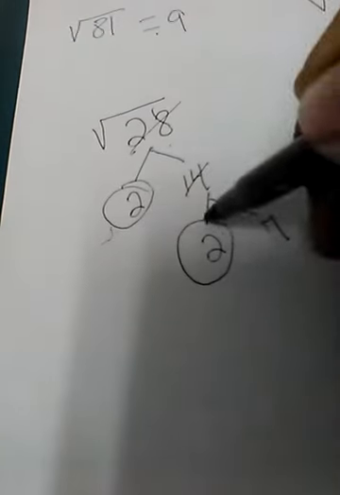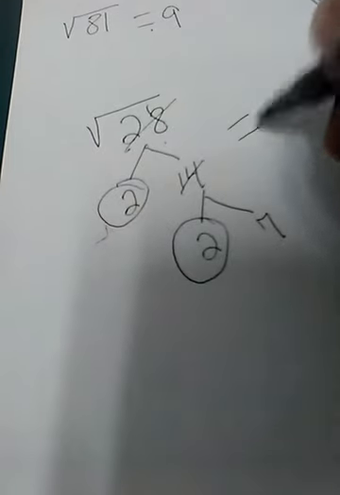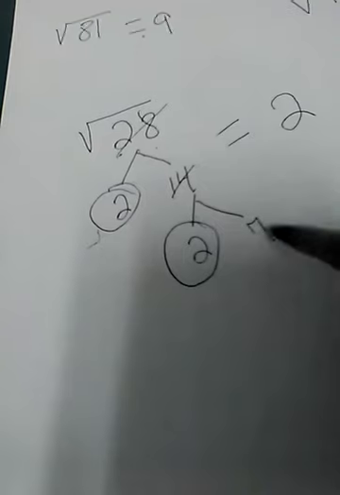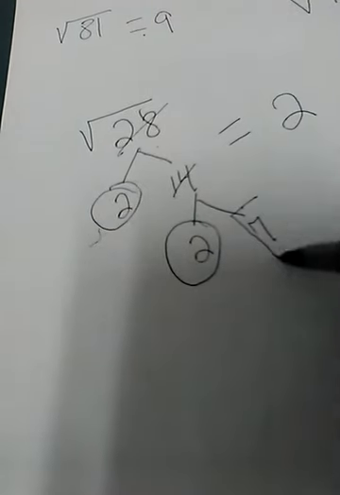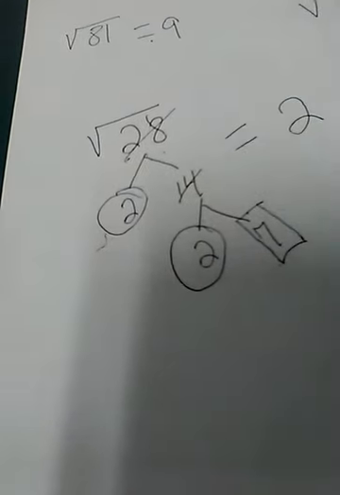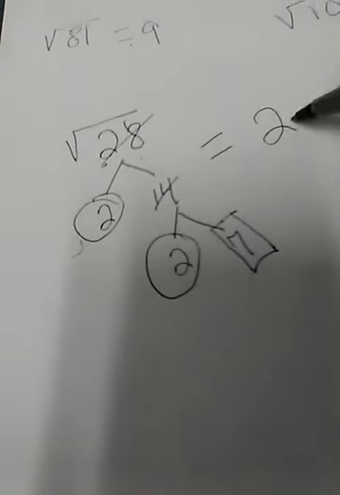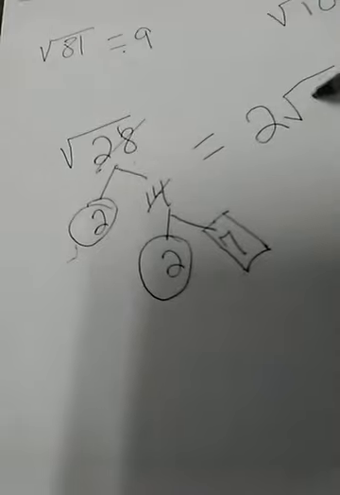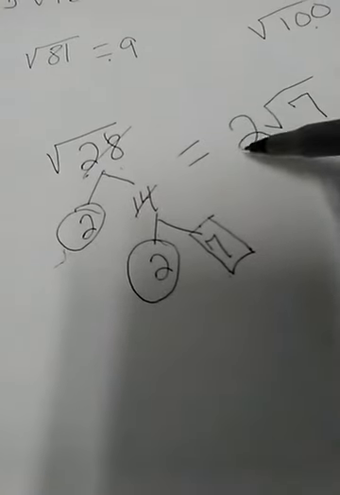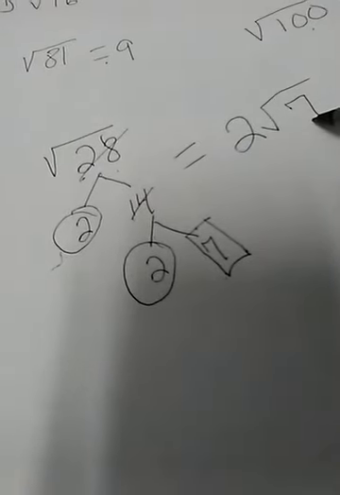But because I'm looking for the square root of 28, I'm looking for pairs of numbers. I have a pair of 2's. So then I'm going to write square root of 28 equals 2. But you also notice you have a 7 left over. Anything that you have left over is going to stay under the square root, because you don't have a pair represented. So I get 2, but I'm going to have to leave 7 under the square root. So my final answer is 2 square root of 7.